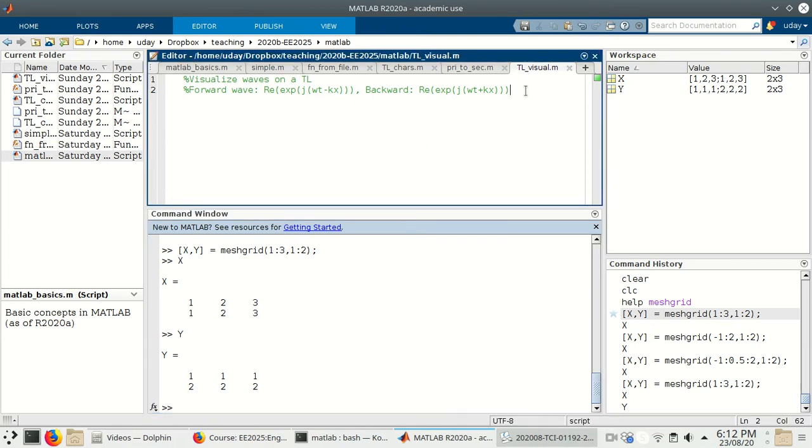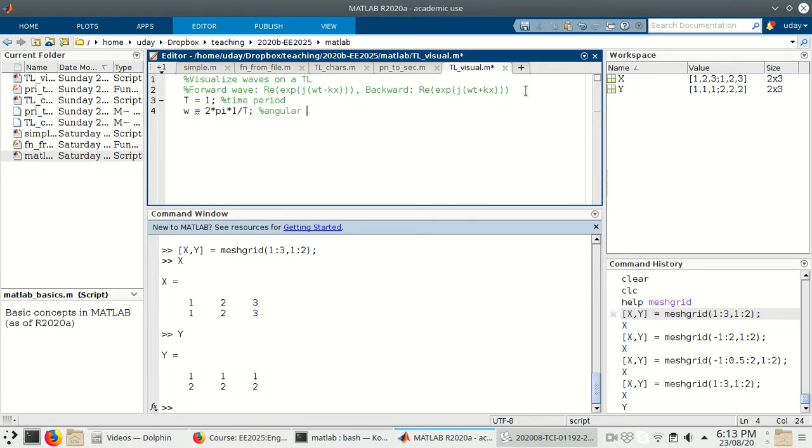Let's take some simple units. We know that omega is defined as 2 pi into f, and f is our frequency, which is expressed in terms of the time period as 1 over T. So let's define our time period, capital T. Let's call it 1 unit for simplicity. From here I can define my angular frequency as 2 pi into 1 by T. That is my angular frequency, right?